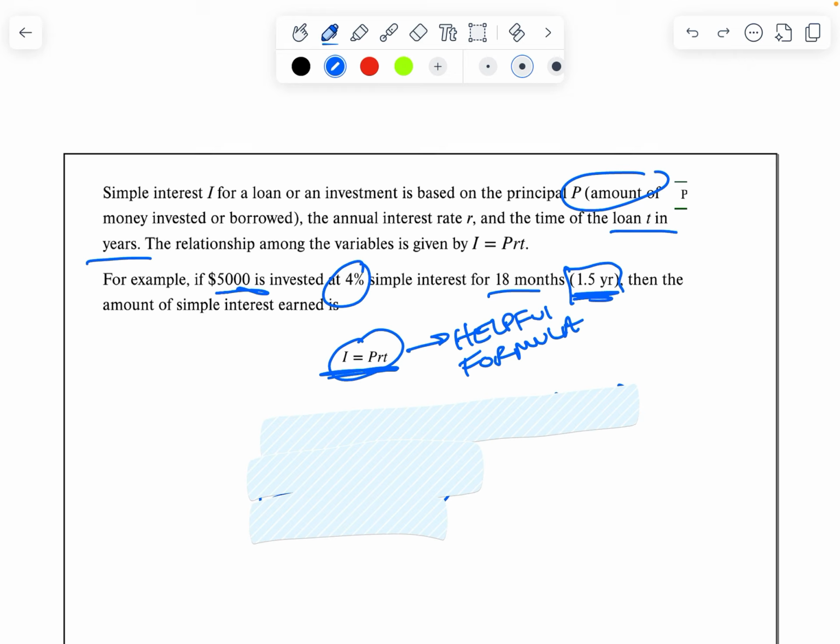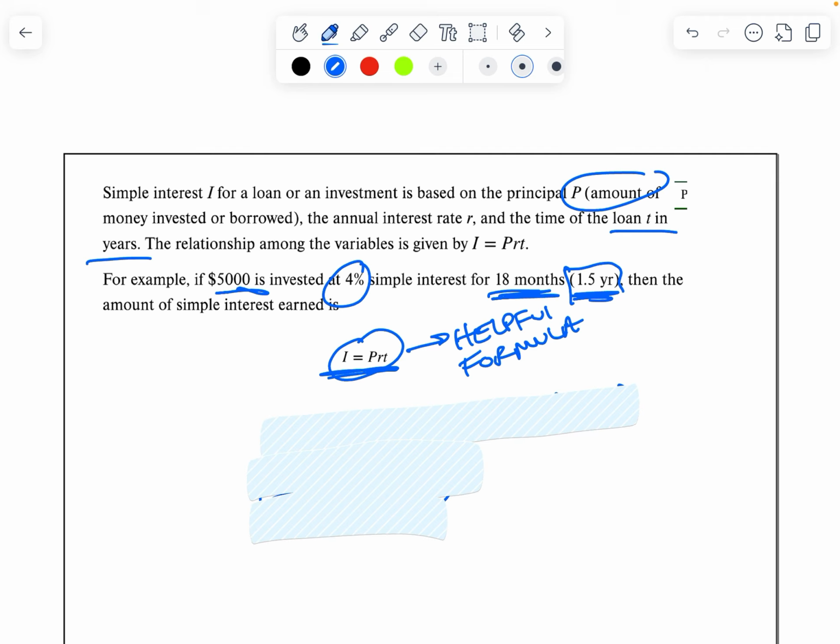So if it's not an exact year, you need to round it to the nearest year or put it in the format of years. So in this example, they give us 18 months, for example. That's not in exactly years, so we need to transfer that to years. 18 months is 1 year and 6 months. That's the same thing as 1.5 years.